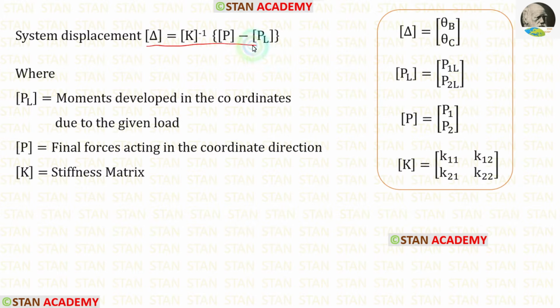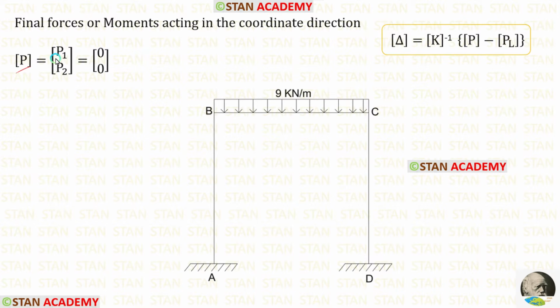In this formula, now let us find the P matrix. In the P matrix, to find P1, we have to look at the first coordinate. If there is any movement, our first coordinate is in the point B. In the point B, there is no movement. So P1 is equal to 0. To find P2, we have to look at the second coordinate. If there is any movement, our second coordinate is in the point C. In the point C, there is no movement. So P2 is equal to 0.